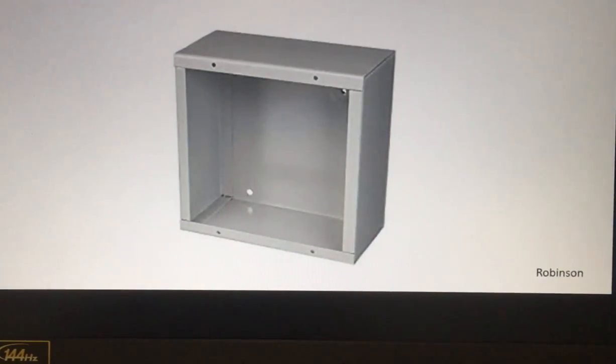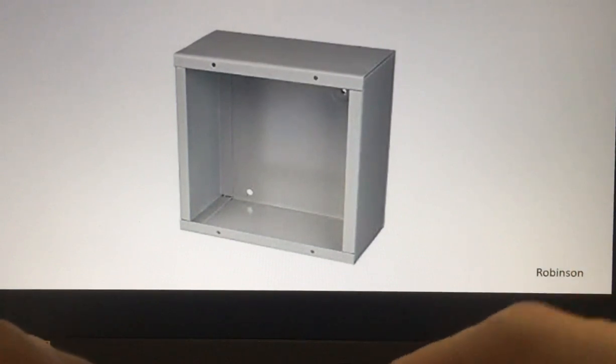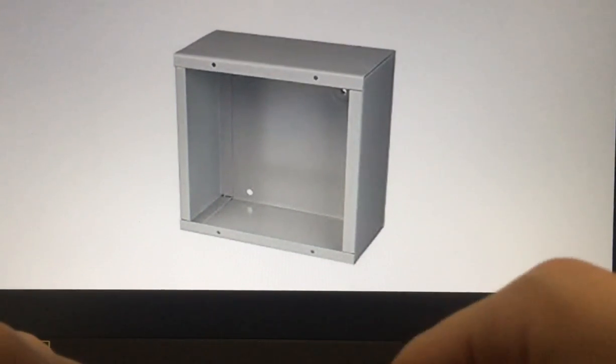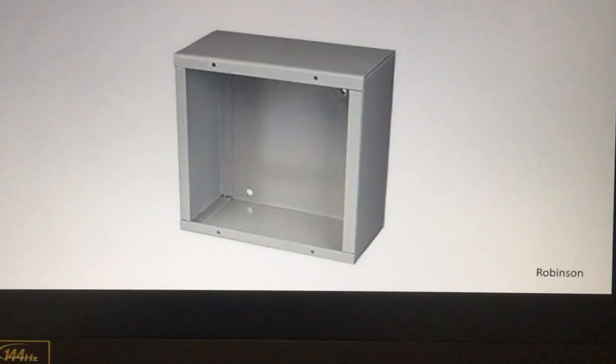All right, a pull box is generally a larger box. You could have a 5S pull box or a 4SD pull box. But a pull box is a box that gives you a pulling point, but there's no device or anything mounted in that box. It's just a pull point.